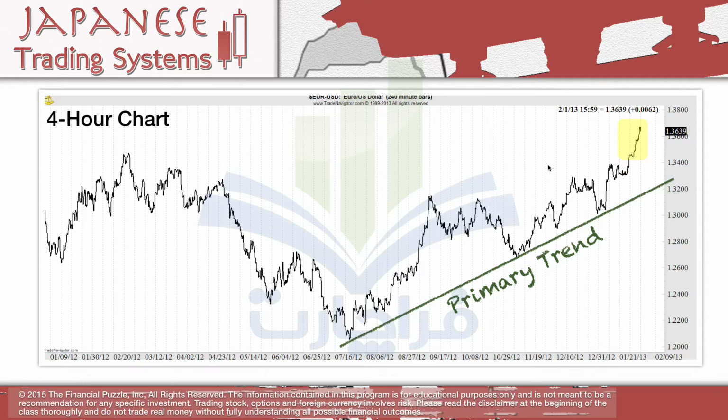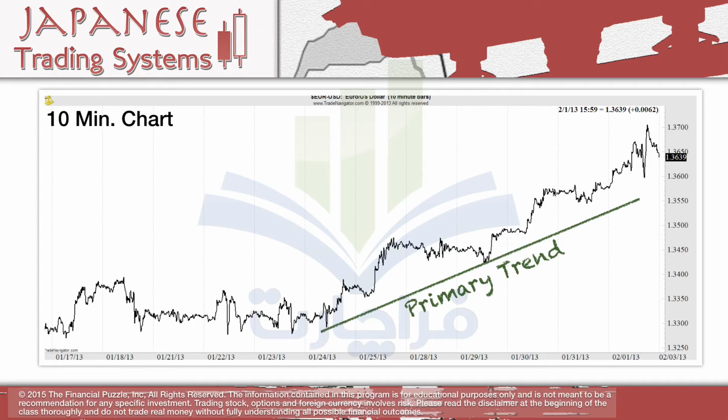Watch this. We're going to go down to a 10-minute chart. And that little squiggle on a 10-minute chart looks like this nice primary trend. And inside that primary trend, you've got intermediate level moves, and of course, you've got minor level moves.